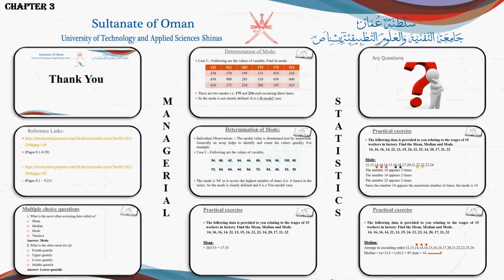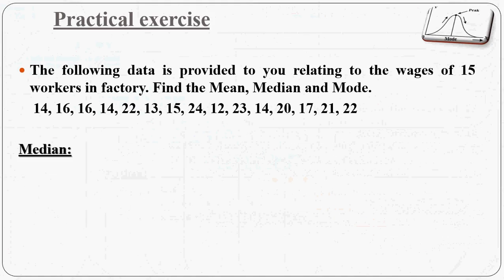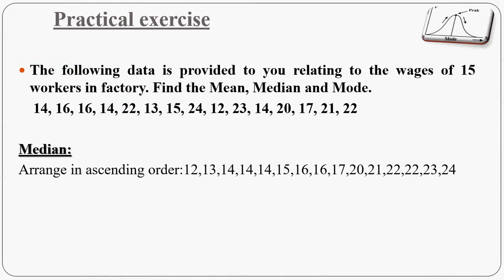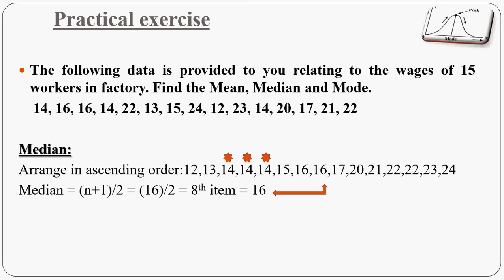Let us see how to calculate median. For median, we need to arrange the data. After arranging, what is the formula? (N plus 1) by 2th item. Here you can see 14 has occurred 3 times, right? After applying the median formula, we get the 8th item. The 8th item here is 16. If you count exactly and locate 16, the median is 16.